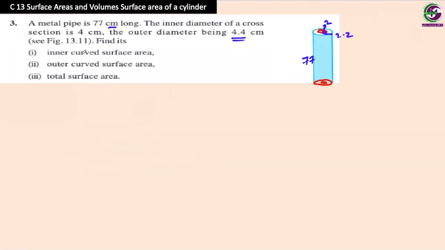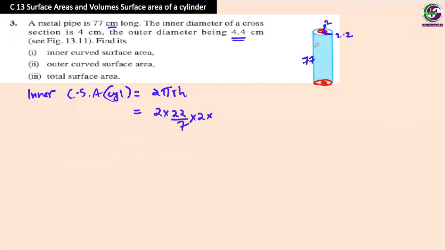First question is inner curved surface area. So inner curved surface area of the cylinder, we apply the rule 2 pi r h, which is equal to 2 times 22 by 7 times radius 2 inside, and the height means the length of the pipe. Now it's easy to simplify, which is equal to 44 times 22, which is equal to 968 centimeters square.